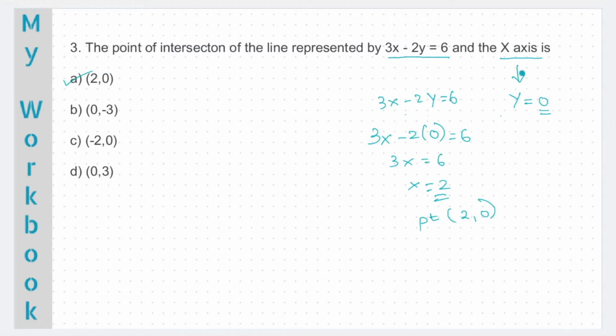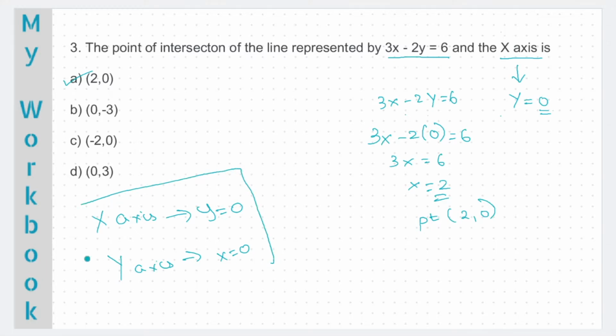So here we need to note down that the equation of x-axis is given as y equal to 0 and the equation of y-axis is given as x equal to 0. We'll be further doing one more sum based on this concept in our video.